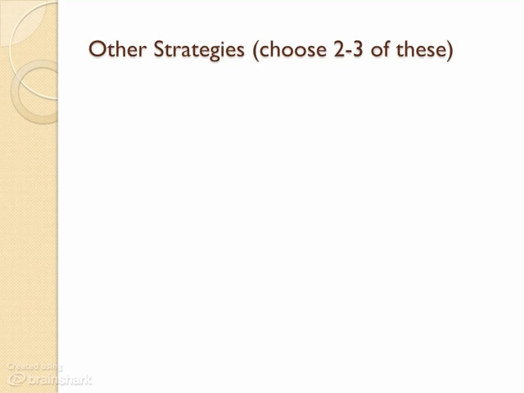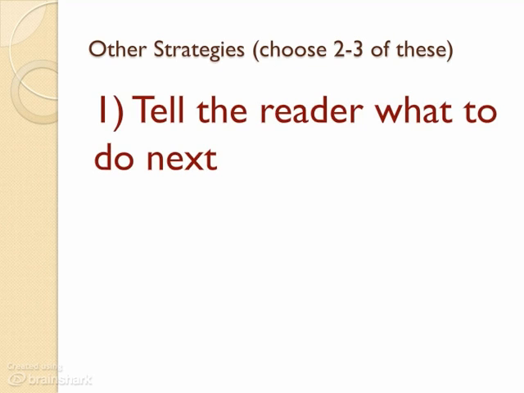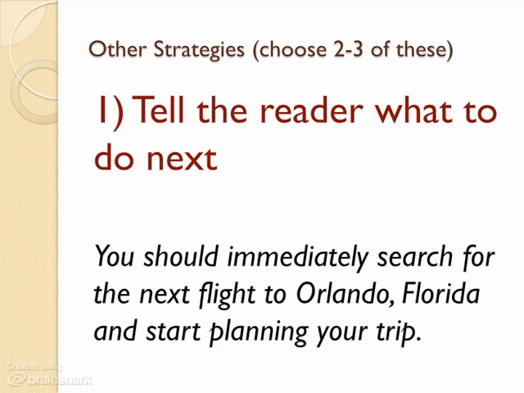So what other strategies can I use when I continue writing my conclusion after I've restated my thesis? You can choose 2 or 3 of these, but you don't always have to do all 3. Here's the first one. You can tell the reader what to do next. Here's an example. If I'm writing about the best vacation to go on, I could use this. You should immediately search for the next flight to Orlando, Florida, and start planning your trip. So here, I'm telling the reader what they should do now that I've hopefully convinced them that this is the best vacation.